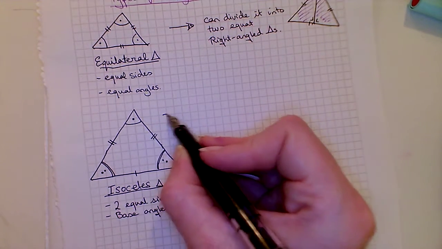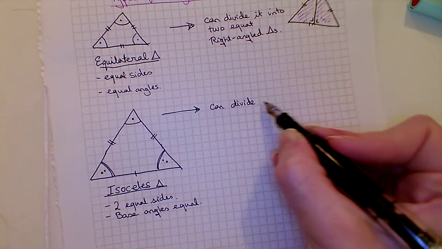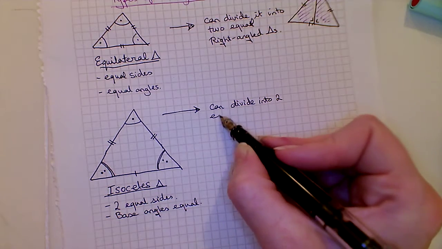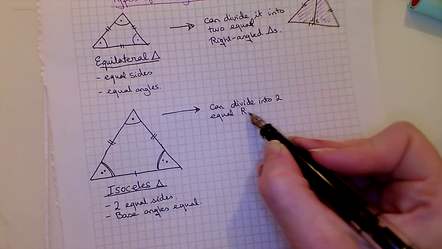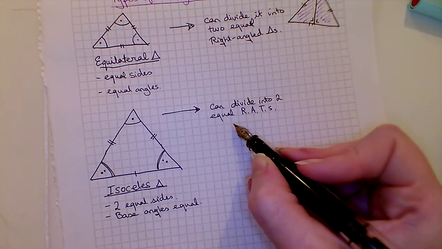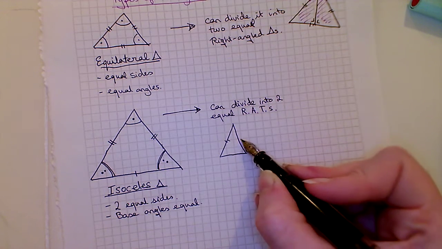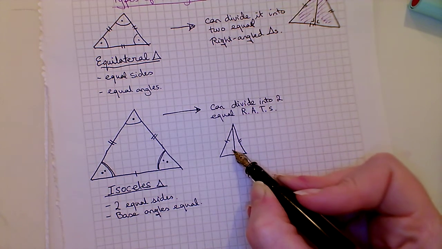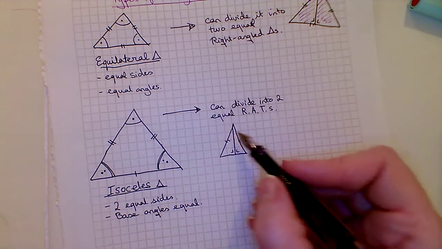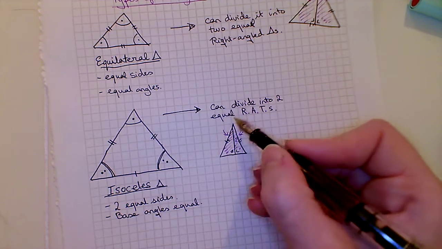And just like my equilateral triangle, I can divide this into two equal right-angled triangles, rats. So if I have an isosceles triangle, I can split it down the middle into two equal right-angled triangles. So this triangle, not a great diagram, and this triangle would be the same.